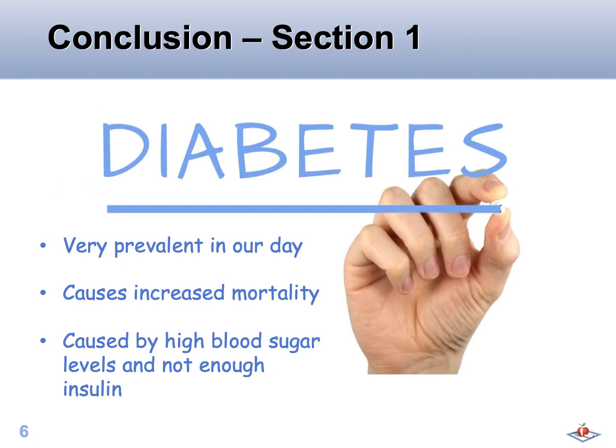So in conclusion, in this section we covered the prevalence of diabetes and how it increases mortality rates. We also looked at the basic cause of the disease. In the next section, we're going to look more in depth at how high blood sugars in the body harm the body and some ways to monitor the development of diabetes.